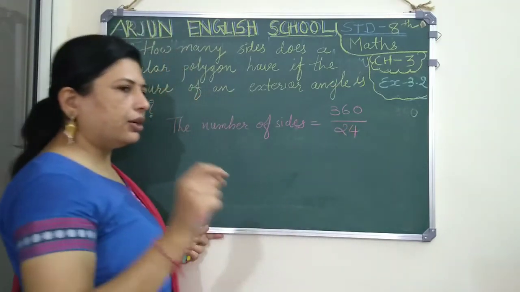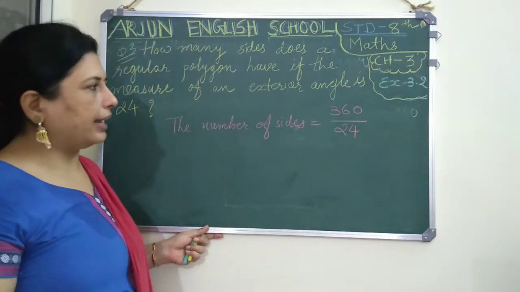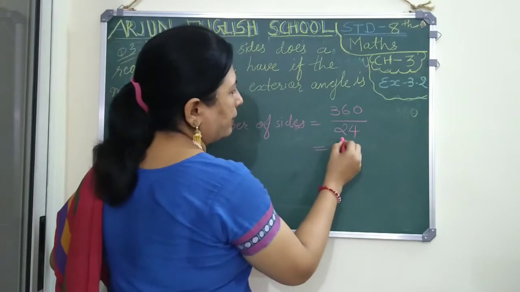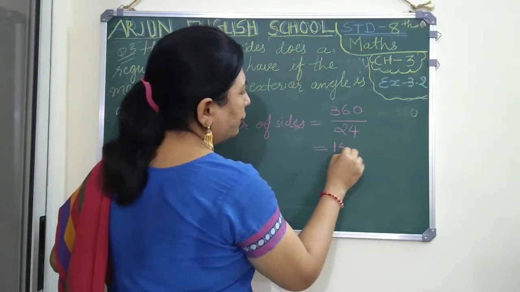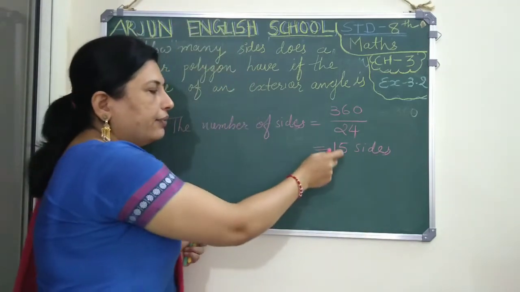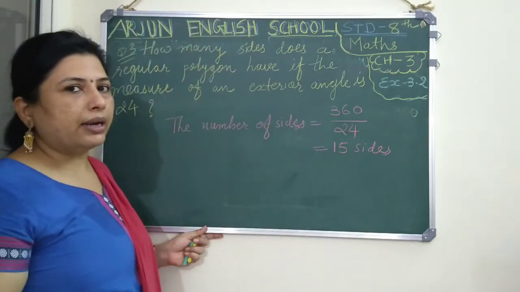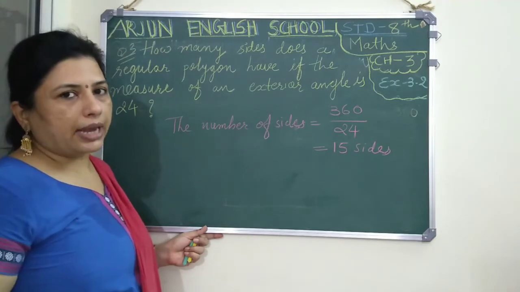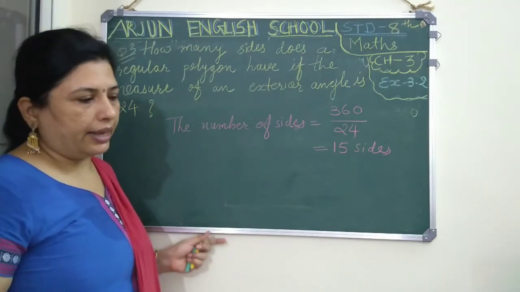24, the measure of each exterior angle. So this way, 15 sides are there. Means here we can say that there are 15 external angles.